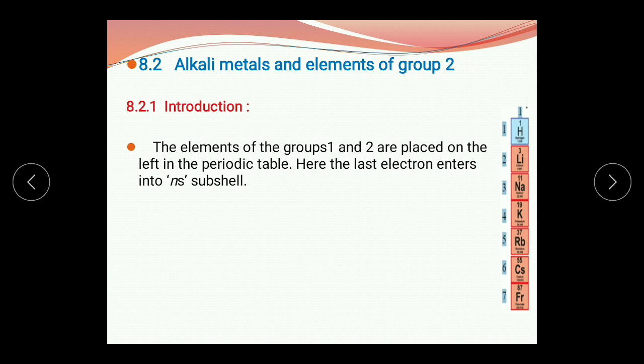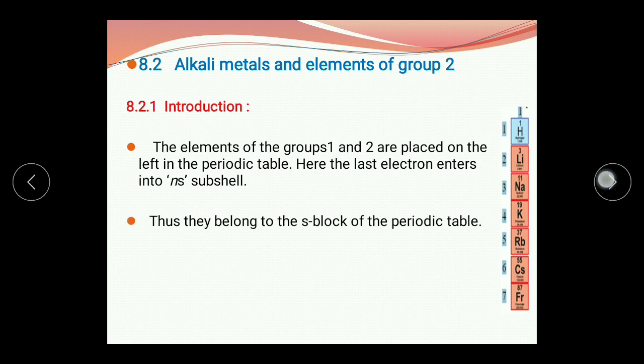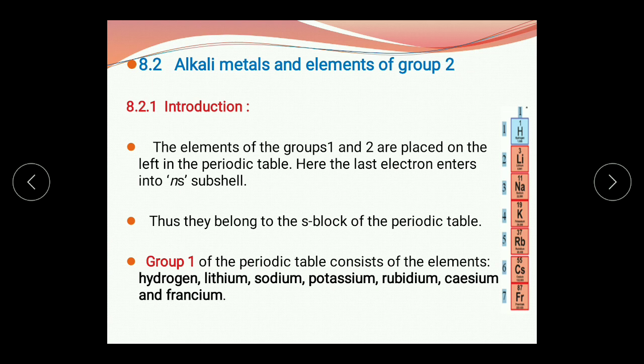Now, the elements of group 1 and group 2 are placed on the left of the periodic table, and why, as I told you, their last electron enters the ns subshell. They are the members of the s block. Which are the elements then? You have to remember the names, as well as their symbols along with their atomic numbers.